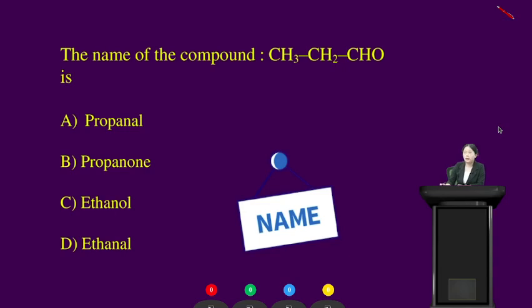All right, students, your time is up. So let us analyze this formula. How many carbons do we have? We have 1, 2, 3. So the prefix used will be prop. Yes, students. Now we see only single bonds, so the suffix used will be ane.